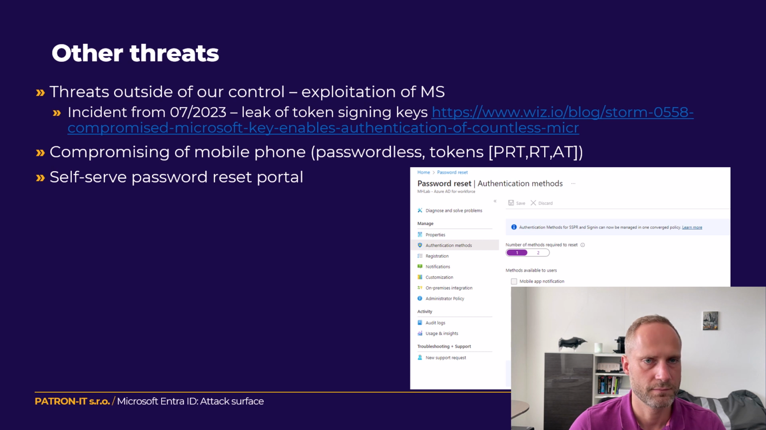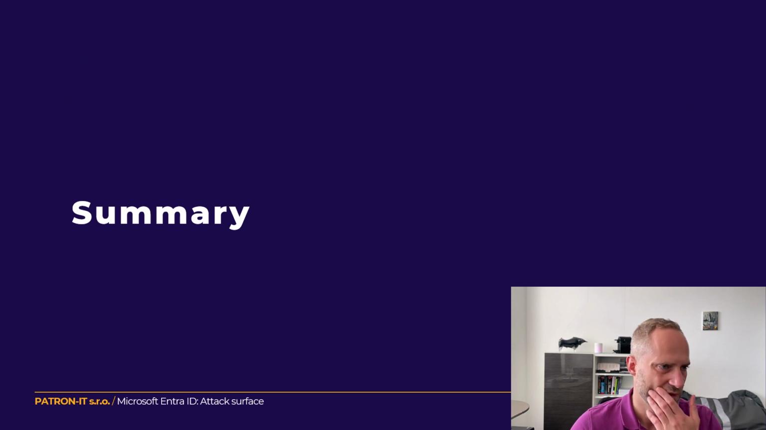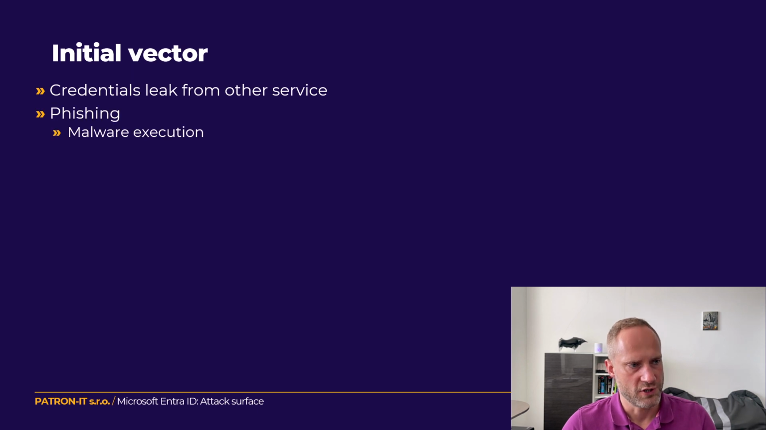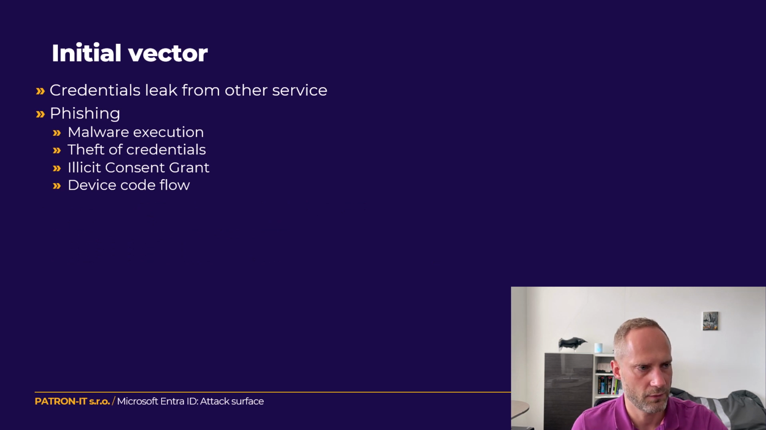And yeah, that's it. To summarize, the initial vector to Office 365 will probably be through phishing. The phishing can have several payloads. You can target to deploy malware on the device to steal the tokens, for example. You can target to steal the credentials from users, to do illicit consent grant, or to do device code flow. As well, the credentials can leak from another service if the user, for example, is using the same password and usually the same email to register to other services.